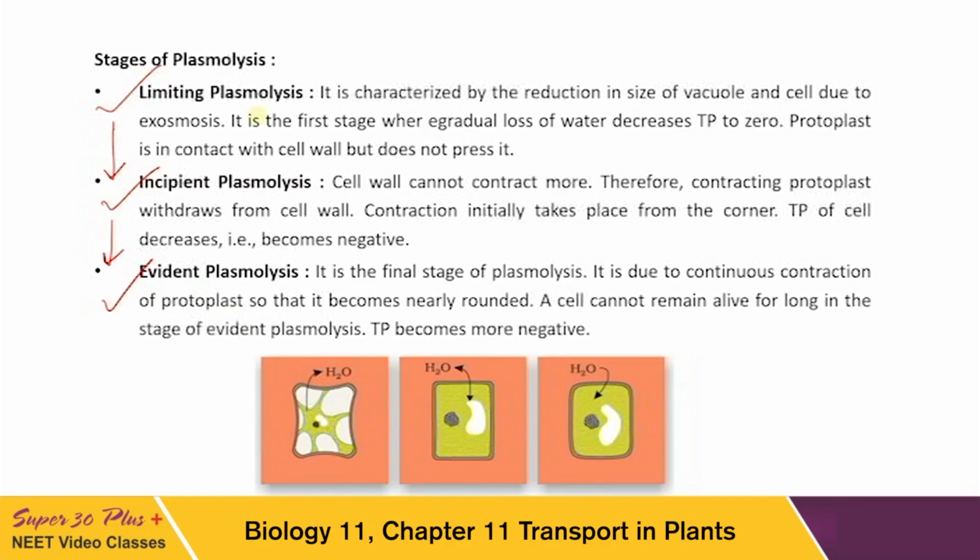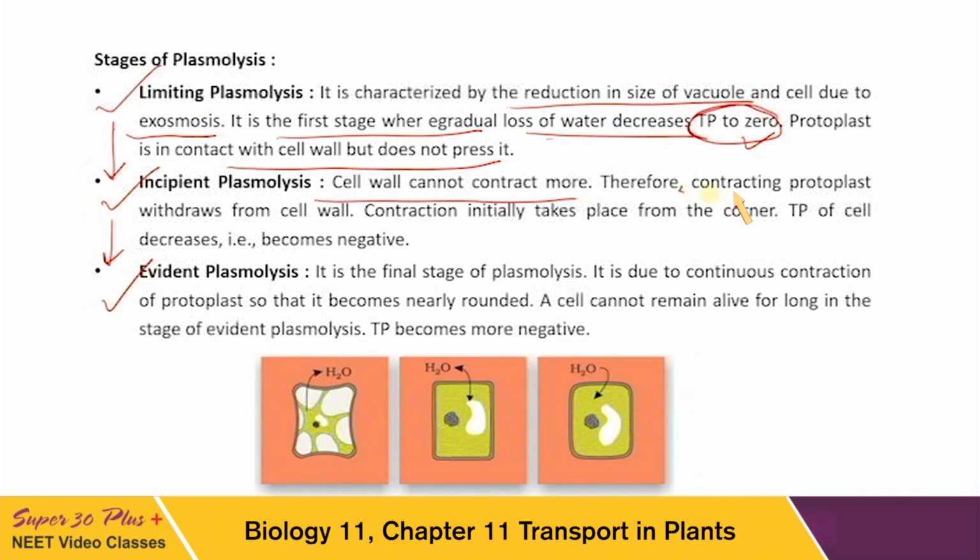What is there in limiting plasmolysis? It is characterized by reduction in size of the vacuole. Water will be lost from the cytoplasm and vacuole due to osmosis. Water goes out in the first stage, and gradually the water is being lost. The turgor pressure is 0. Remember, turgor pressure is 0. The protoplast is in contact with the cell wall but doesn't press the cell wall now, therefore the turgor pressure is 0.